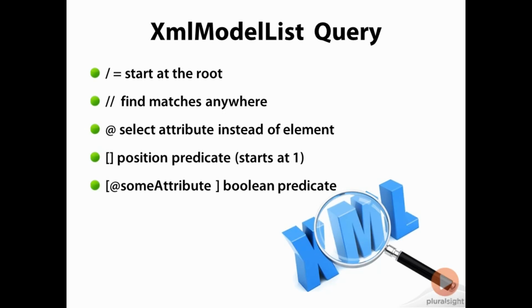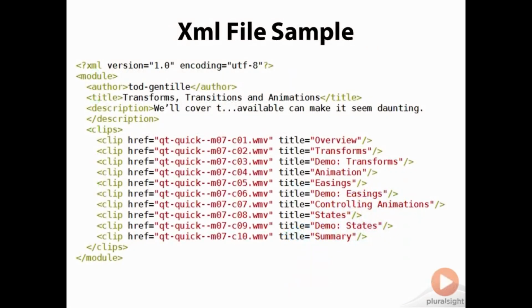Time for some examples, and let's start with some XML data. Here's some XML data that resides in a text file. It actually describes the previous module of this course. The root element is named module. Then we have elements for author and title and description. Then there is an element named clips, and inside that element are a series of elements named clip. That's singular, clip.